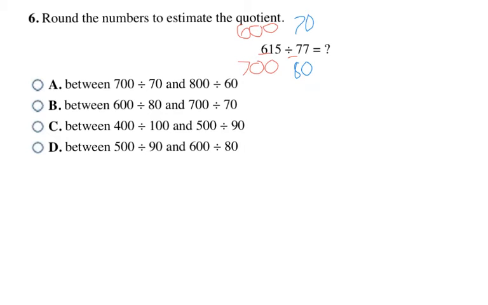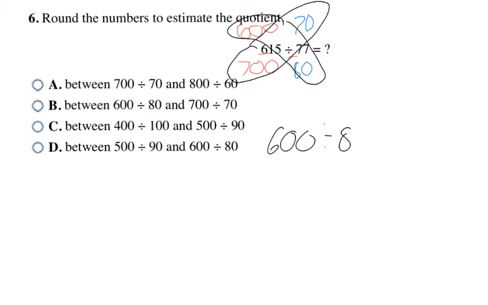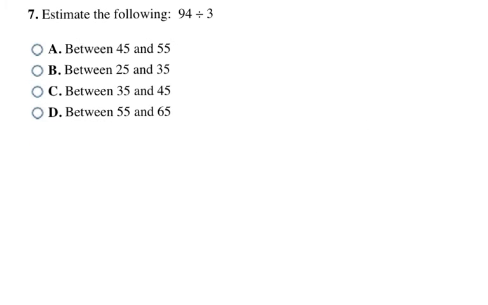And so I go ahead and divide the bigger number by the smaller number, and the smaller number by the bigger number. So that means I'm going to have 600 divided by 80 as my bottom number of the range, and 700 divided by 70 as my top number of the range, which is going to make choice B my final answer.